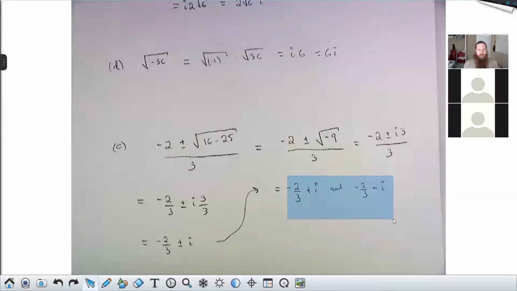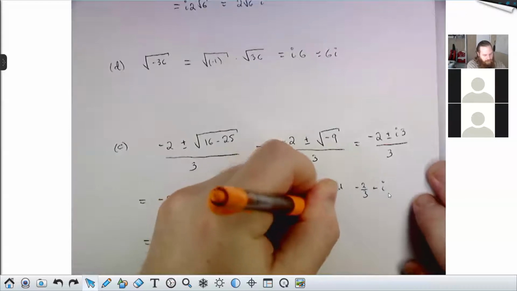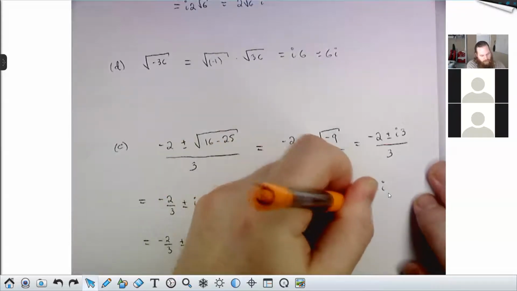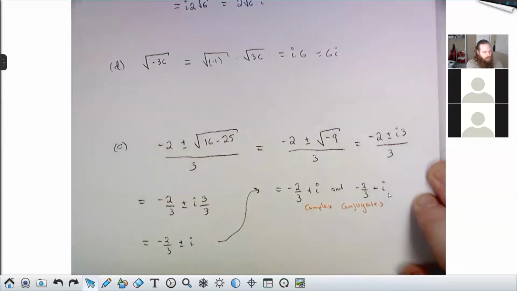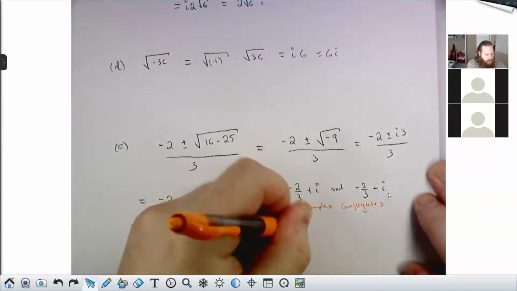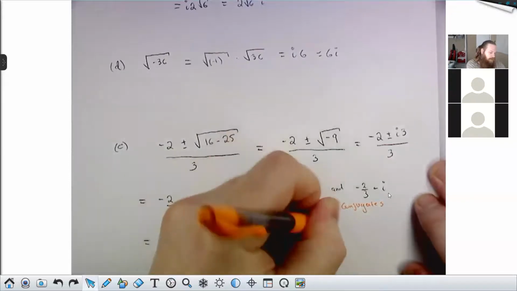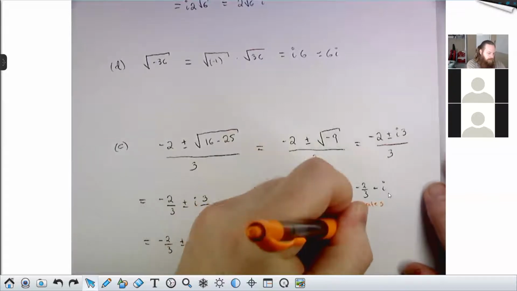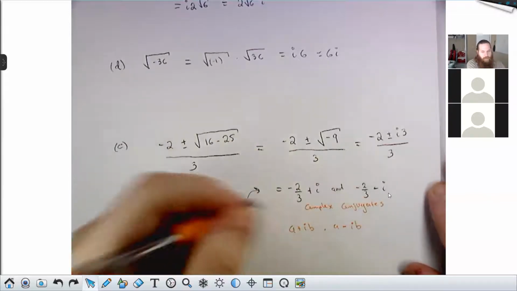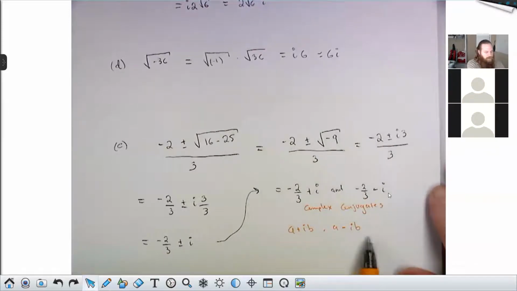And two complex numbers like this, where the real part is the same, but the imaginary part, the part with the i's, has different signs, are called complex conjugates. In general, a plus ib and a minus ib are called complex conjugates. If the a's and b's are the same, but the sign in between is different, we call those complex conjugates.